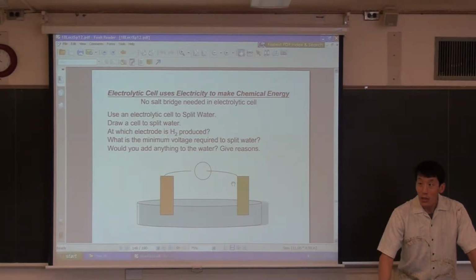Okay, so you guys done? Okay. So, would you add anything to the water? And if so, what did you add to the water? Salt, acid or base. Yeah, acid or base. So what acid did you use? Sulfuric acid. What base could you use? Okay, so would someone like to show their cell diagram of their electrolysis using sulfuric acid on the chalkboard?